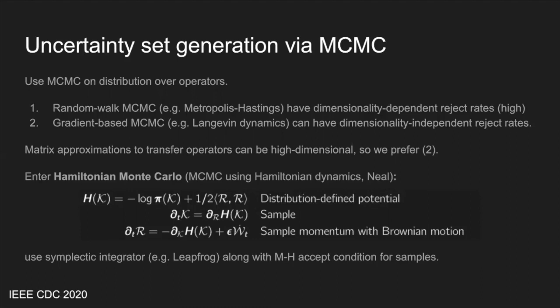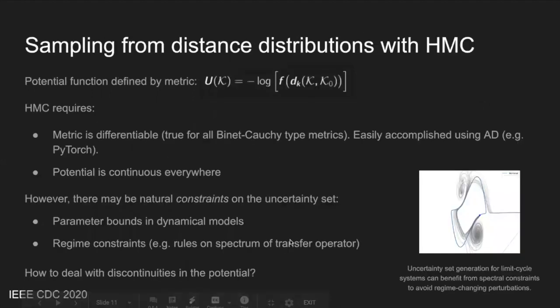And this is where gradient-based Markov chain Monte Carlo methods can come in, for example, Langevin dynamics. A popular method in machine learning and statistics recently is the Hamiltonian Monte Carlo method, which essentially simulates Hamiltonian dynamics with Brownian motion in a potential which is defined by the stationary distribution. And to run the system, we'll simply use a symplectic integrator such as the leapfrog. We'll run this Hamiltonian dynamics along with the Metropolis-Hastings accept conditions, and this will be the MCMC method. So we run Hamiltonian dynamics in the potential induced by our distribution over transfer operators.